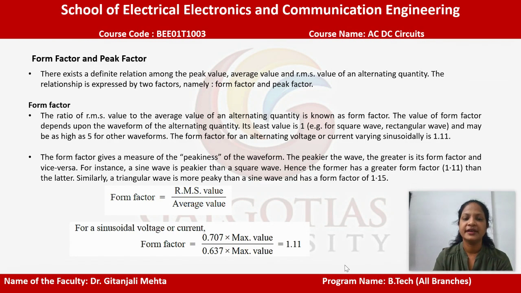So form factor is defined as the RMS value upon the average value. So for a sinusoidal voltage or current, form factor can be represented by 0.707 times the maximum value, that is the representation of RMS value, divided by the average value that can be represented as 0.637 times its maximum value, and the ratio comes out to be 1.11. So for a sinusoidal voltage or current, the form factor is 1.11.